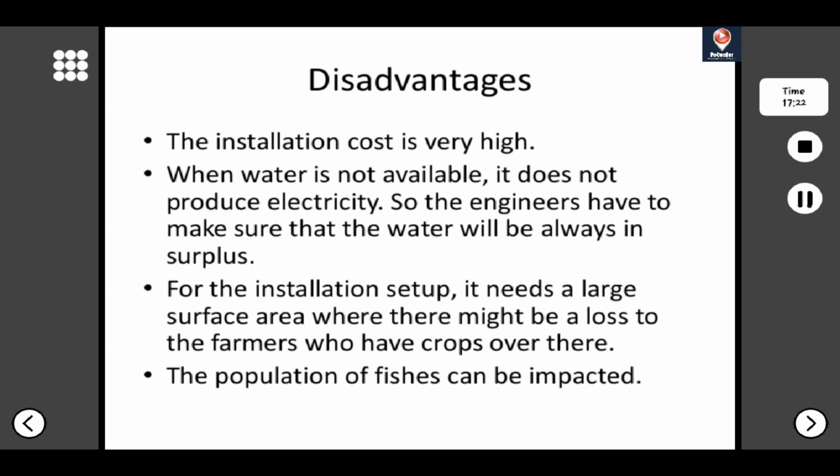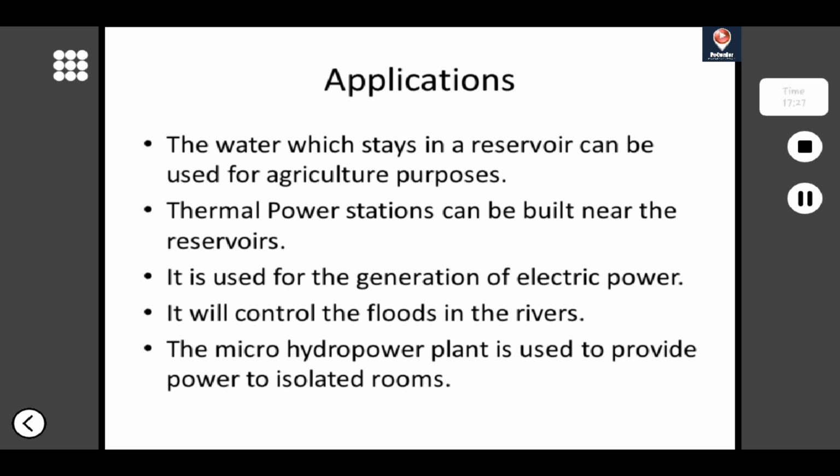Next, we can see the applications of this power plant. The water which stays in the reservoir can be used for agricultural purposes. So in the drought season or in the dry season, the farmers can use this water for their agricultural purposes. Next, a thermal power station can be built near the reservoir. We all know for a thermal power plant, for cooling or for converting the water into steam, we need a large amount of water. So we can use this water in thermal power plants.